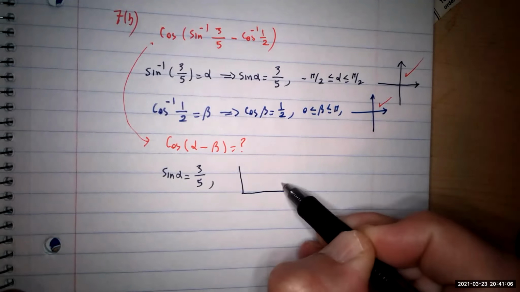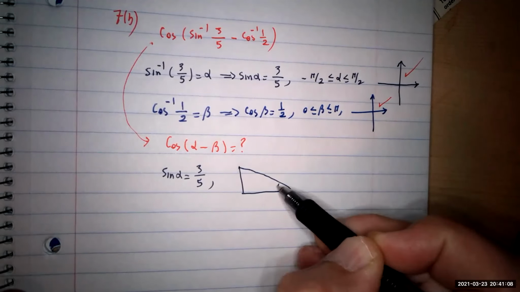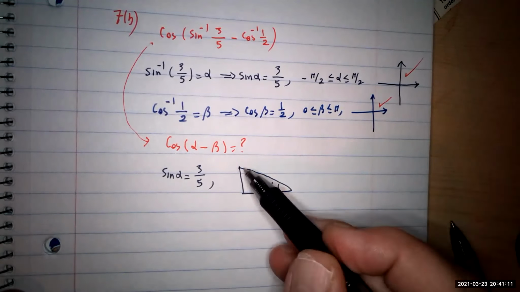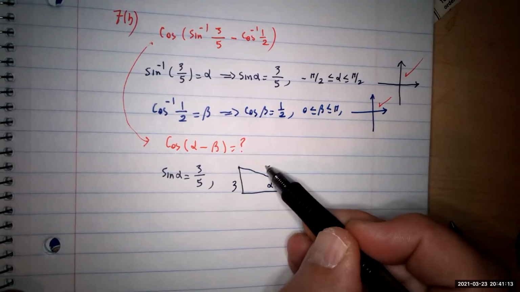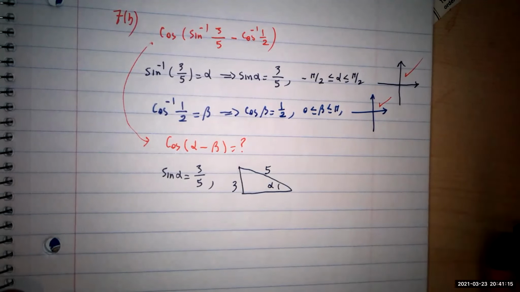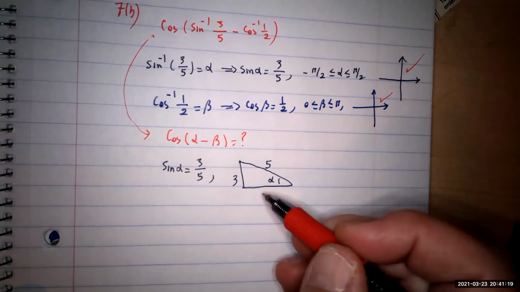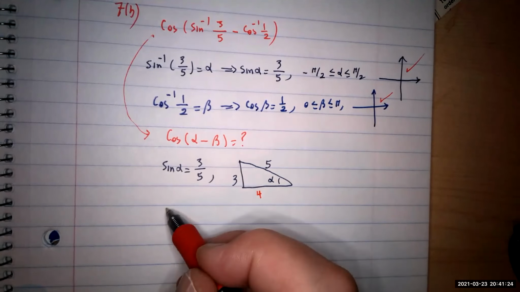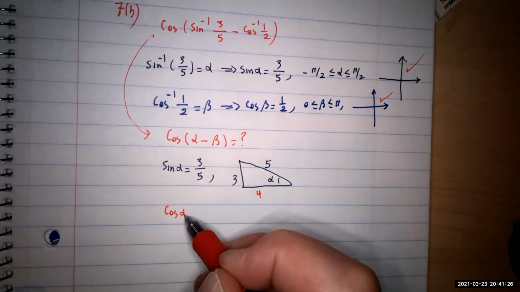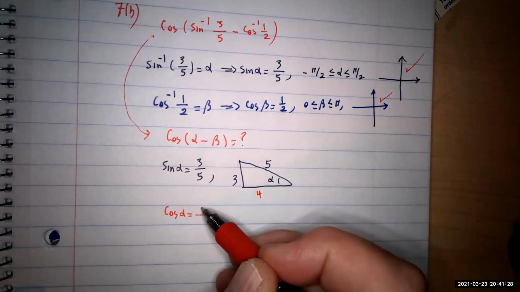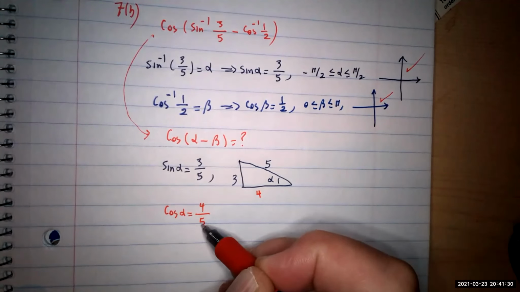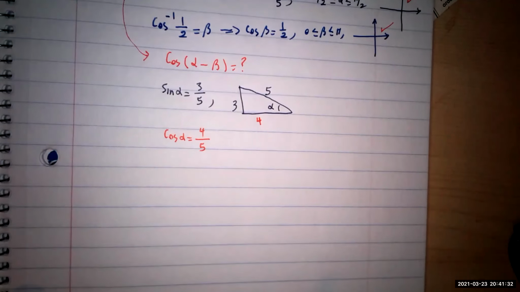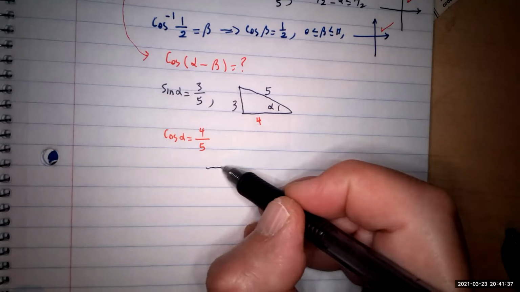We get the right triangle. This is going to be our alpha, the opposite and adjacent. So that gives 25 minus 9, which is 16. So we get a 4 here. So we're interested in the cosine of alpha, which is going to be 4/5. This is for alpha. We have to repeat it to get beta.